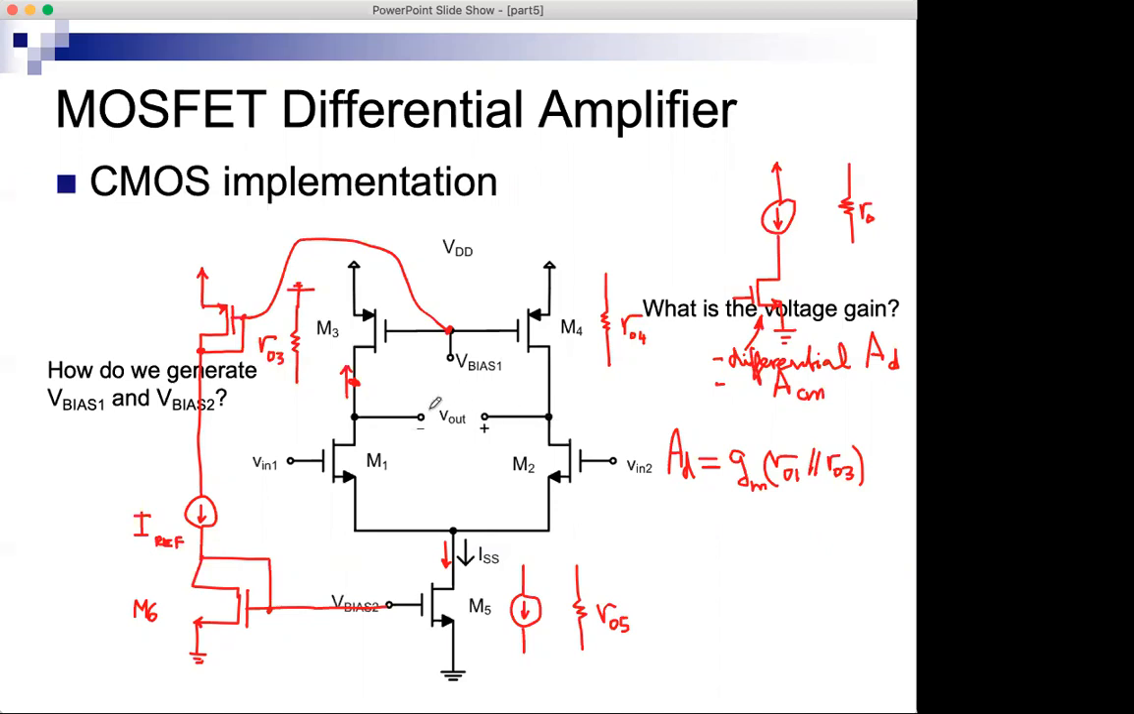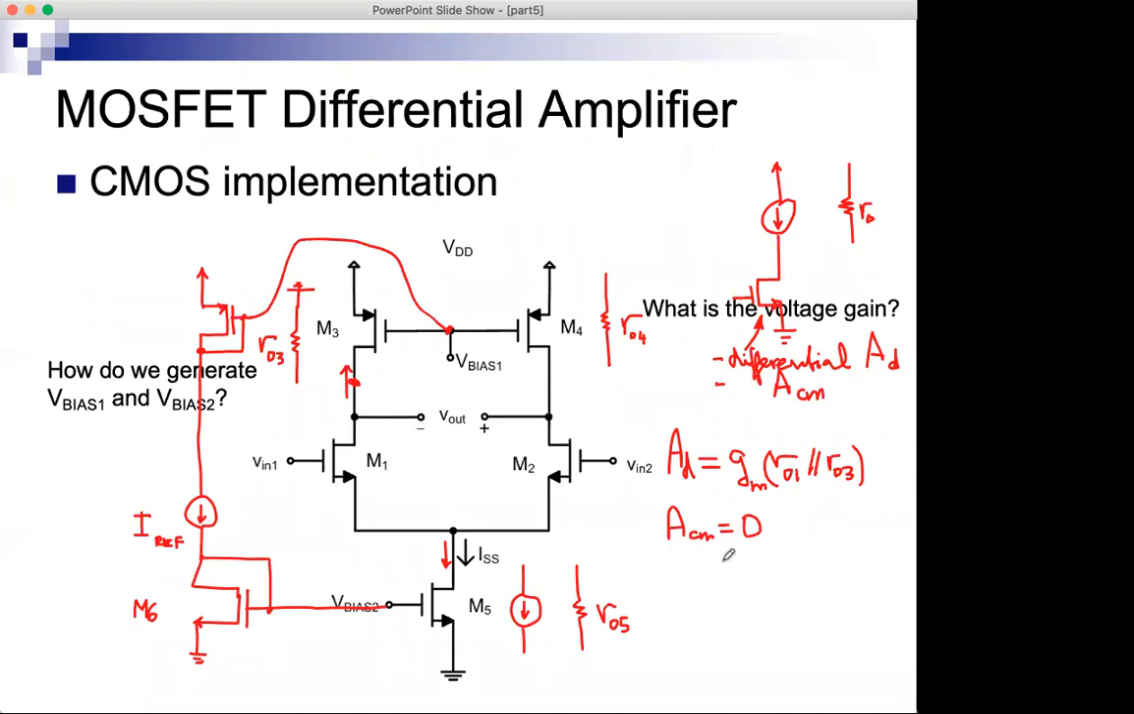Now, since my V out is the difference between this drain voltage and this drain voltage, when I take the output differentially, even if this is non-ideal, ACM will be 0. ACM is 0 because I am taking the output differentially. Even with a non-ideal current source, if the output is taken differentially, because of the symmetry, this drain voltage is equal to this drain voltage, and ACM will be 0.